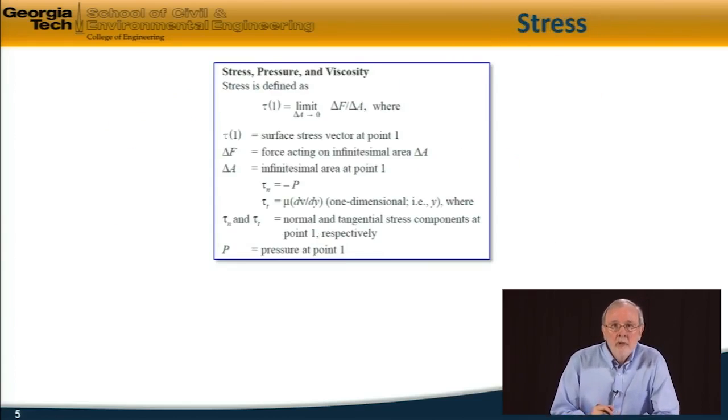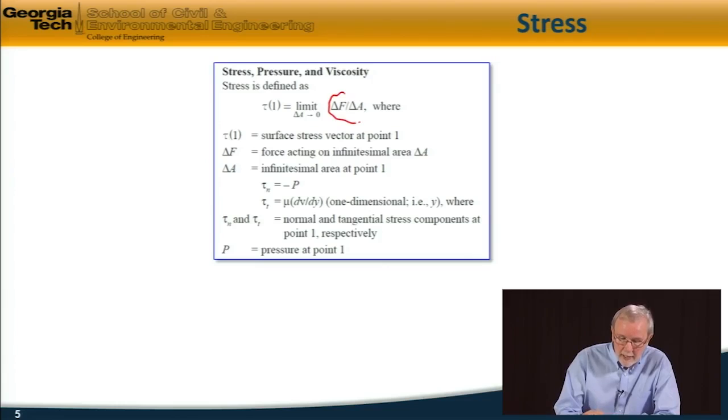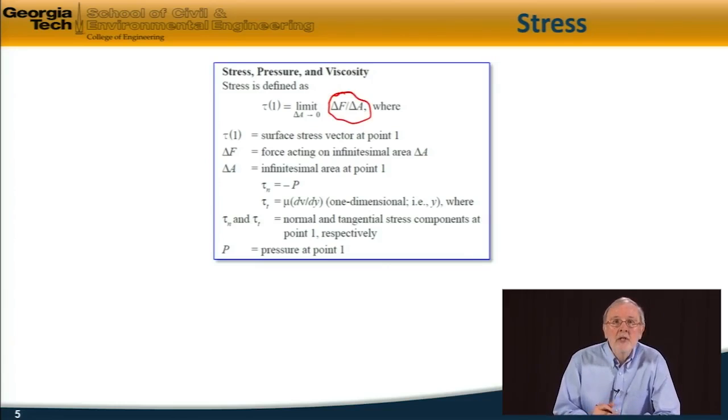Now, stress is force per unit area, and it's defined in this way: the limit as the area tends to 0 of delta F over delta A, where delta F is the force acting. And in the FE manual, they decompose the stresses into the normal and tangential components, where the magnitude of the normal component is the pressure, or the normal stress.